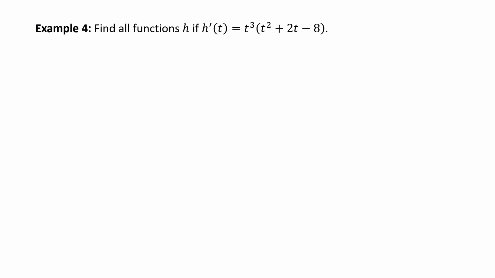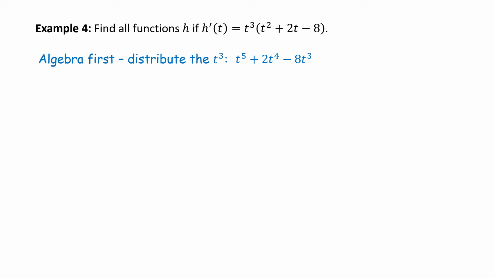Example, find all functions h if h prime of t is equal to t cubed times the quantity t squared plus 2t minus 8. We'll do algebra first and distribute the t cubed. That'll give us t cubed times t squared, that's t to the 5th, plus 2t times t cubed is 2t to the 4th, minus 8 times t cubed is 8t cubed.